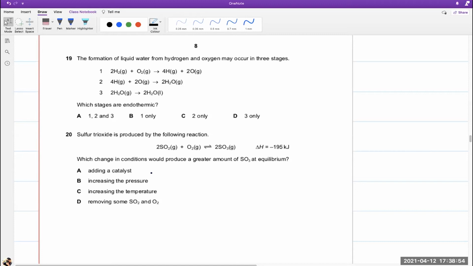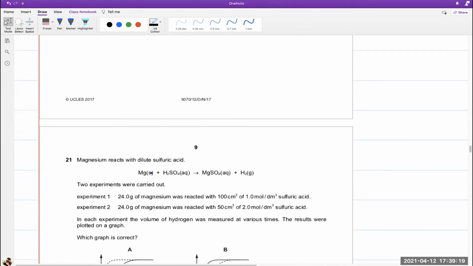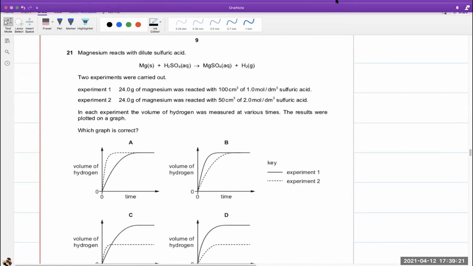So let's see which option matches it. It says add a catalyst. Adding a catalyst will speed up the reaction, but for both sides. So it's not going to help us in shifting the equilibrium to one side. Increasing the pressure, definitely. The left side has 3 moles of gas, right side has 2, so it can easily drive the equilibrium to the right side. C will push it back, and D will also push it back. So B is the answer. We're done with half of the paper.